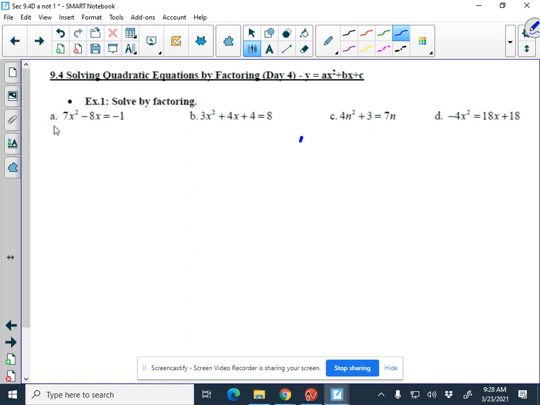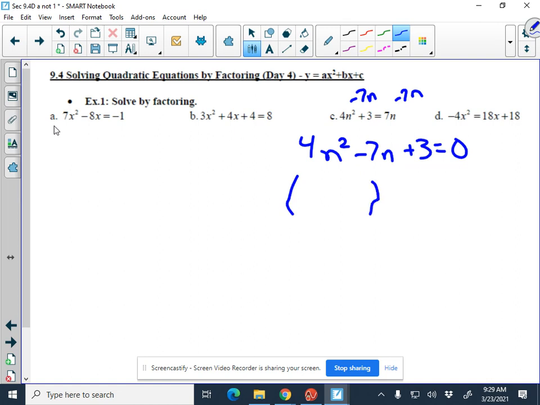This one, I'm going to subtract 7n from each side. Now, I don't need to write it, but remember we put it in a certain order. So if you're like, why did you put that one second? That's the order we put it in. It's like an x squared plus x. Okay. But this one's a little different.